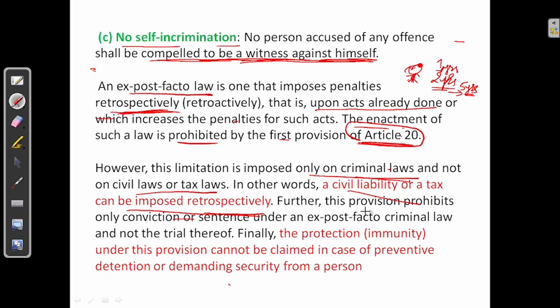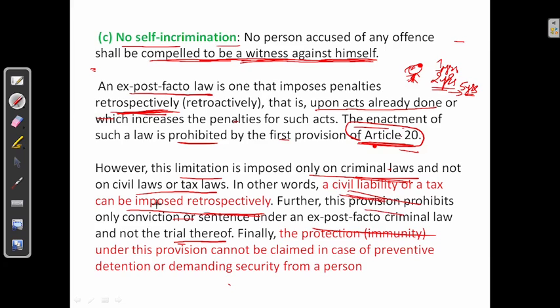Further, this provision prohibits only conviction or sentence under the ex post facto criminal law and not the trial thereof. Understand? First, ex post facto law is imposed retrospectively, but this was prohibited by the first provision of Article 20. Next, there is a limitation that it is imposed only on criminal laws and not on civil laws. The retrospective effect is prohibited only on criminal laws, but is permitted on civil laws.